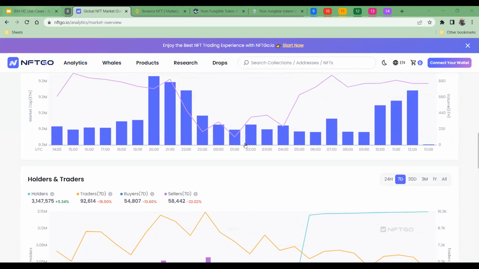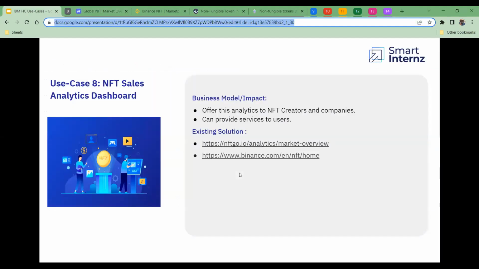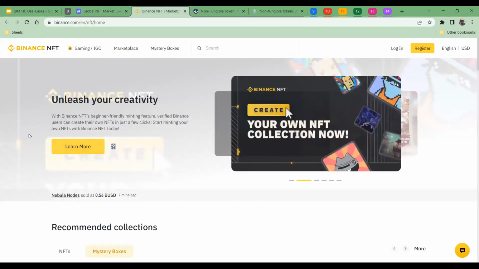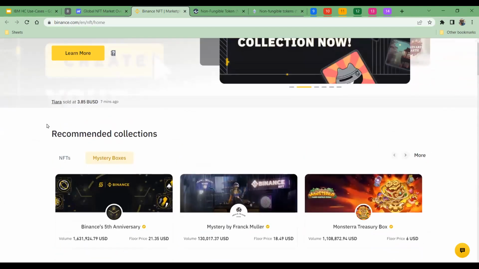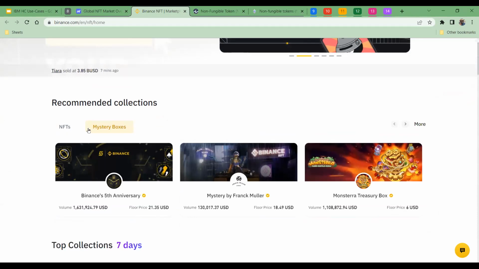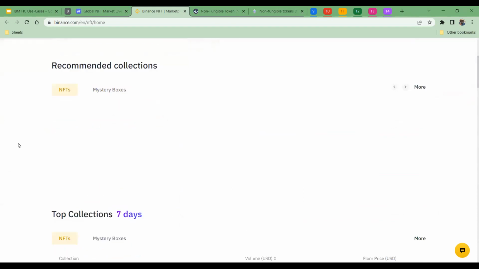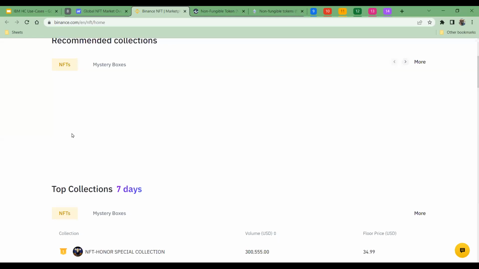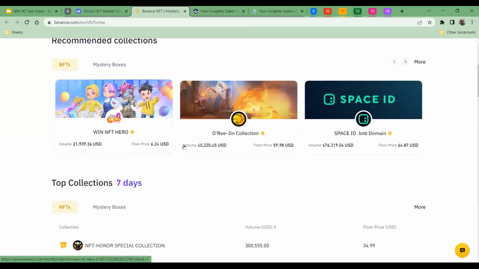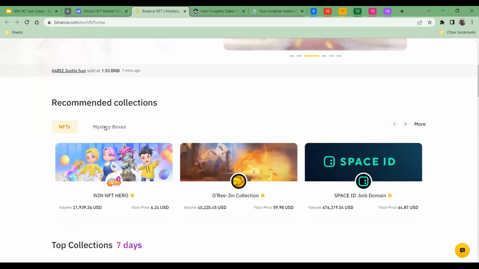Coming to the next one, this is Binance. Let's go to the Binance NFT marketplace. Binance is a crypto exchange where they have a marketplace. As you can see, there is a section called NFTs and mystery box. They have NFTs with a floor price, that's the minimum price, and the volume also. They have mystery boxes too. You all know what mystery boxes are.